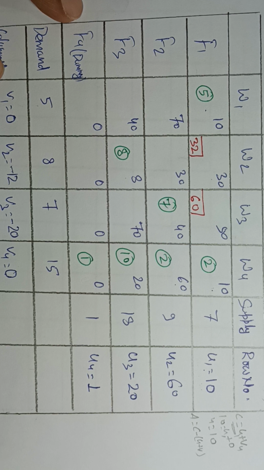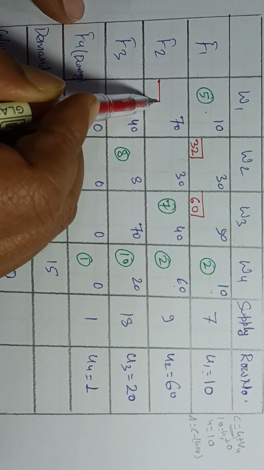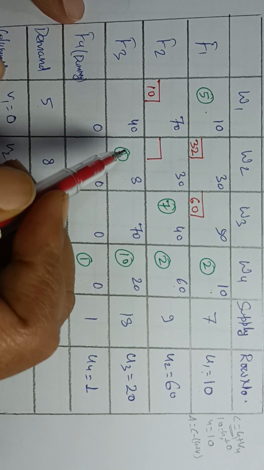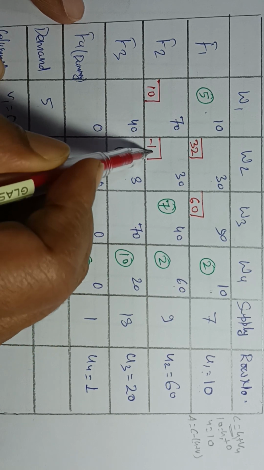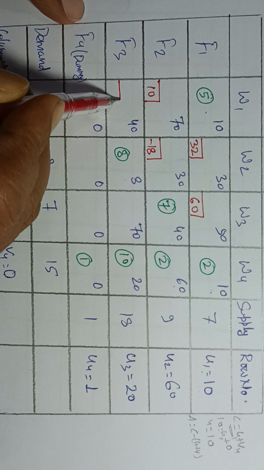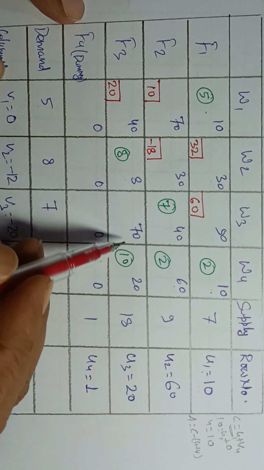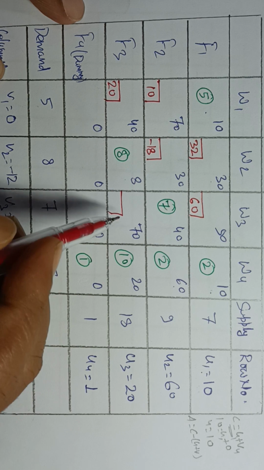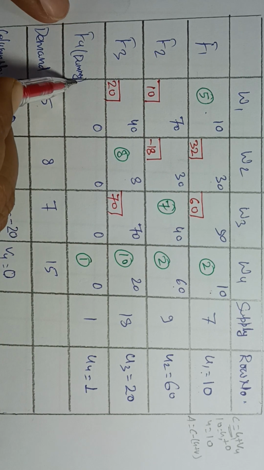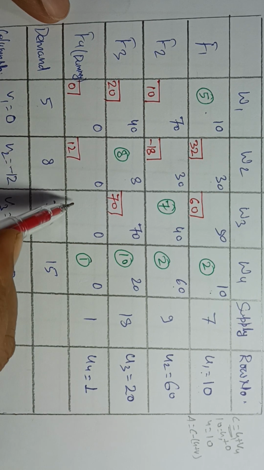So like this we will calculate the opportunity cost for this one, and for this, when you use this formula, you will get 10. For this you will get minus 18. Now here 20, 70. For this it would be 0, 12, 20.